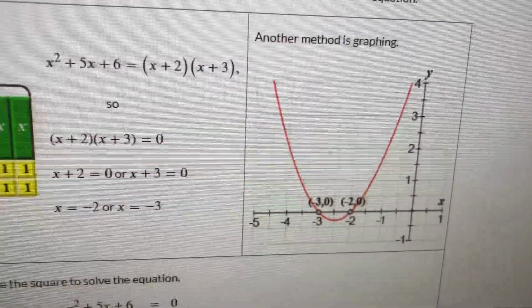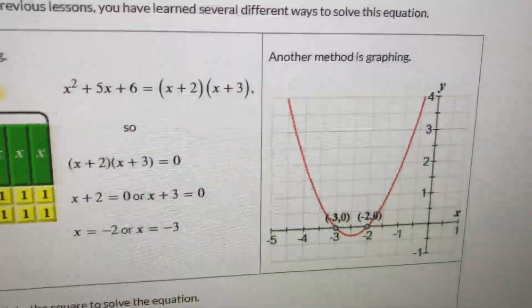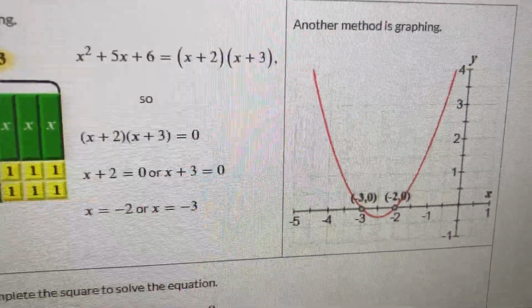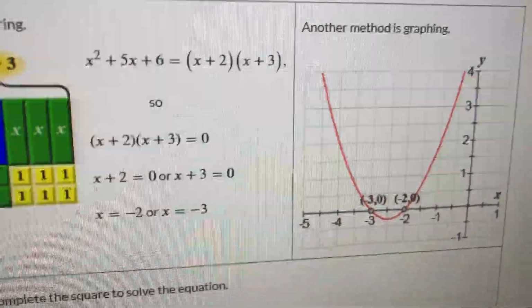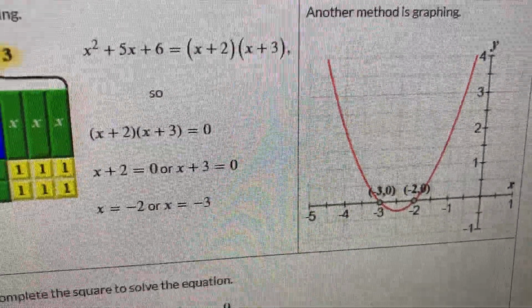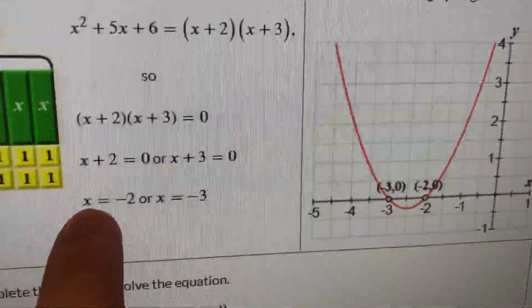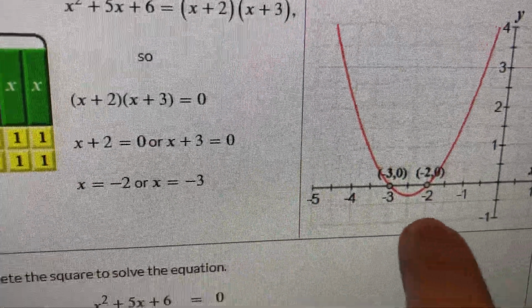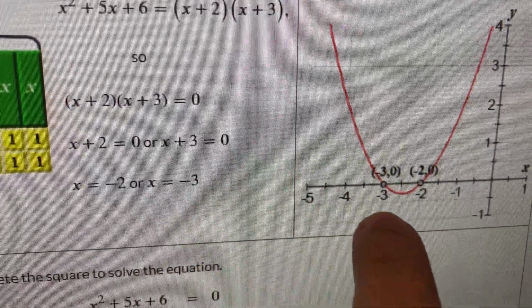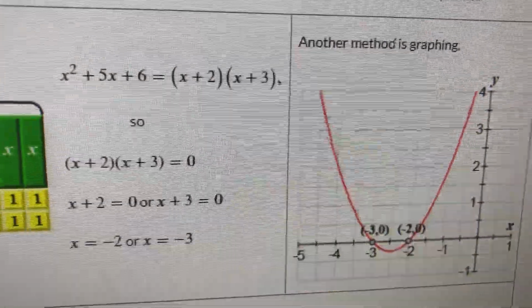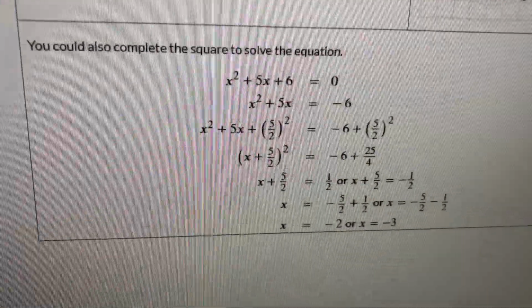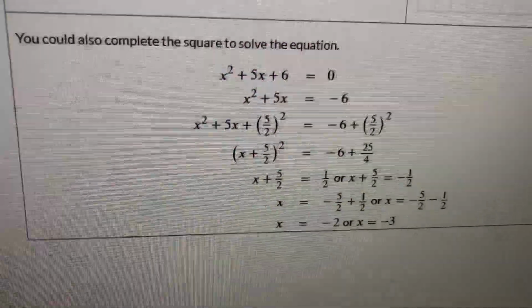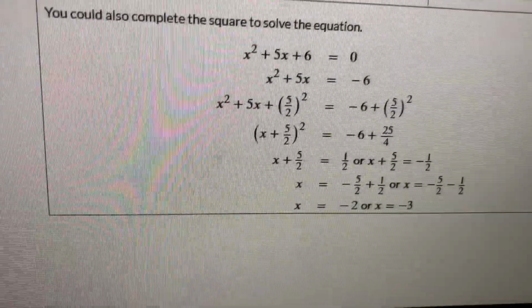If you were to convert this to the vertex form so you can graph it, you would get this. You would notice that the parabola touches the x-axis at -2 and at -3. So same result. And then the last way would be completing the square. And this is probably the way I would not want to do this one because it does get a little messy there.